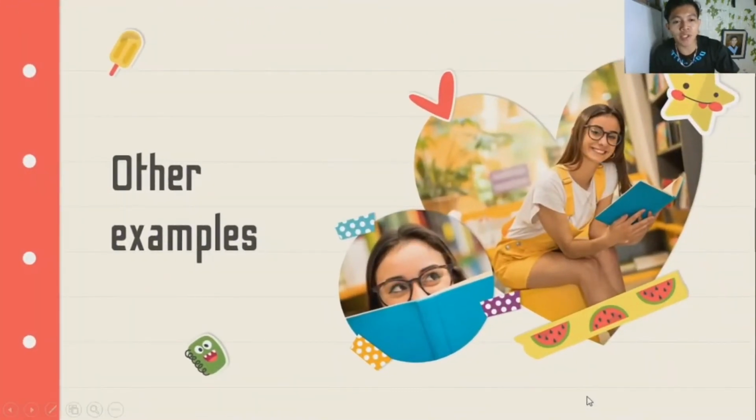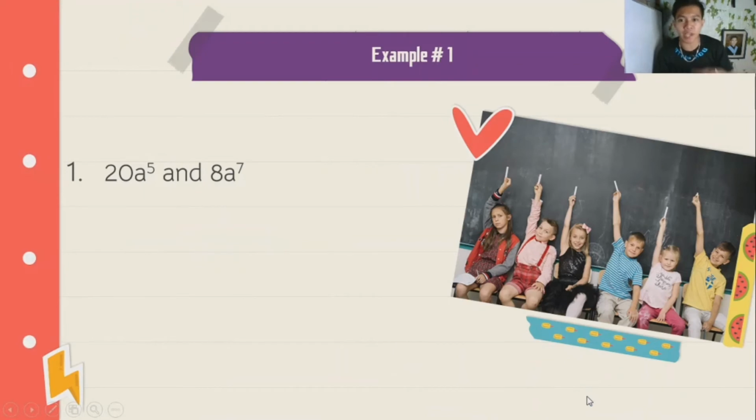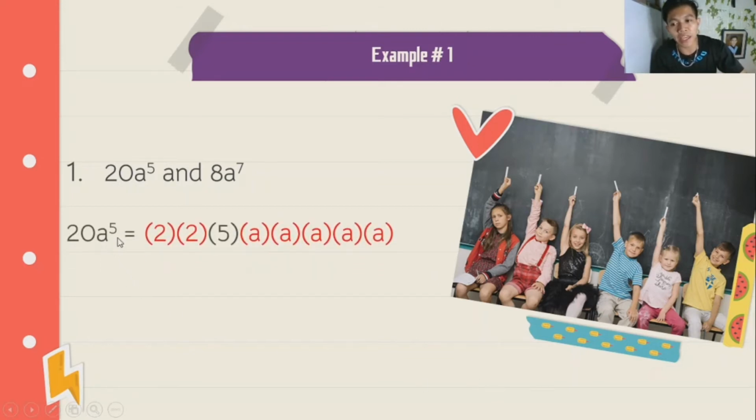Okay, other examples tayo para mas madali ninyong ma-master. Example number 1 tayo. 20a raised to 5 and 8a raised to 7. Okay? So, unahin natin si 20a raised to 5, no? 20, that is 2 times 2 times 5. Check natin. 2 times 2, 4 times 5, 20. So, tama yung prime factors natin. And then, a raised to 5. Ibig sabihin, may 5a. Diba?